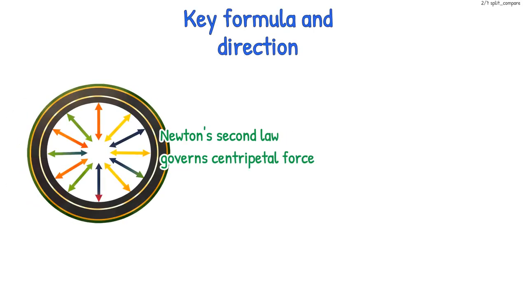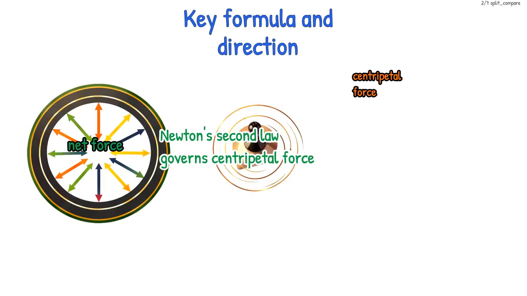Newton's second law governs centripetal force. The net force equals mass times centripetal acceleration, which is always directed toward the circle's center. This acceleration arises from continuous direction change, even at constant speed.